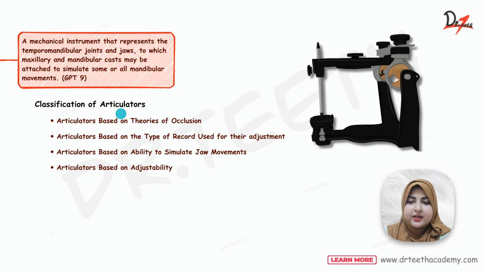Now let's see the classification of articulators. Articulators can be classified based on theories of occlusion, based on the type of record used for their adjustment, based on the ability to simulate jaw movement, and based on adjustability. Now in this video, we will cover all the important ones. So we will be covering the ability to simulate jaw movement and based on the adjustability. So let's go through the classification.